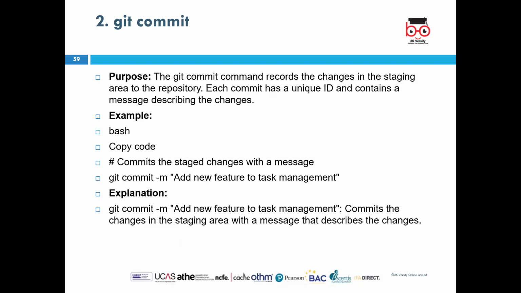Git commit. With git commit, we're now going to record the changes in the staging area to the repository. Each commit has a unique ID and contains a message describing the changes. Again, we do have an example of how git commit works.